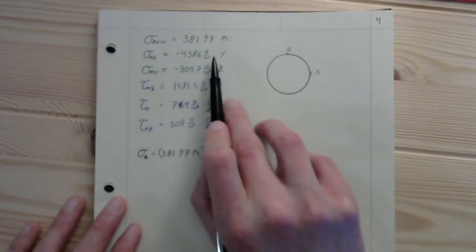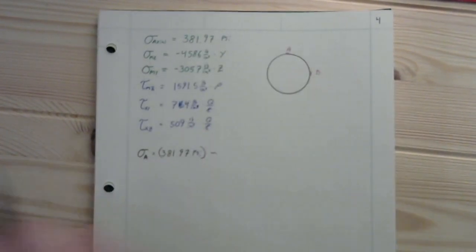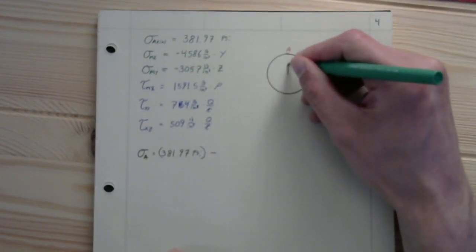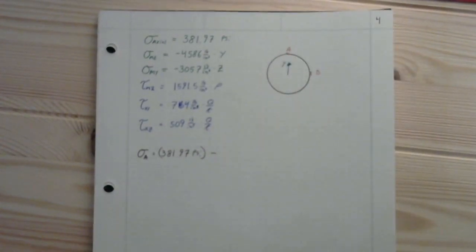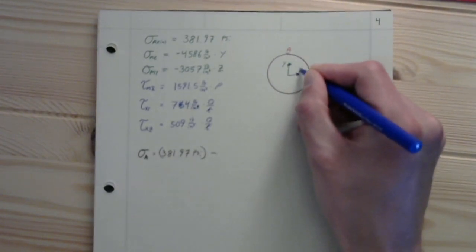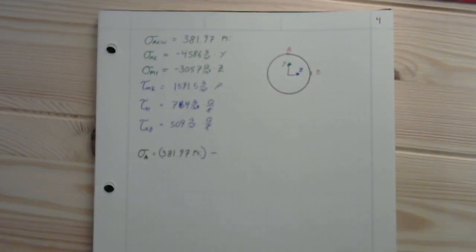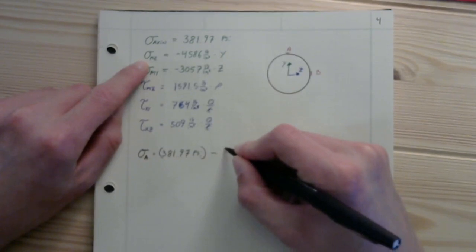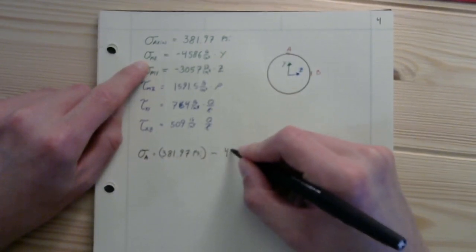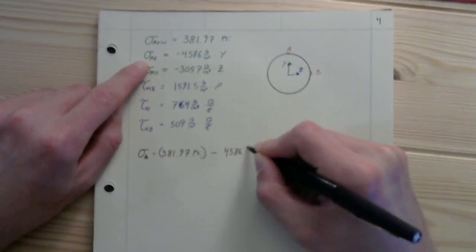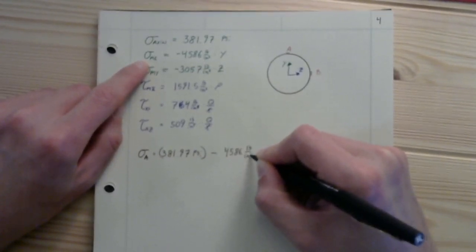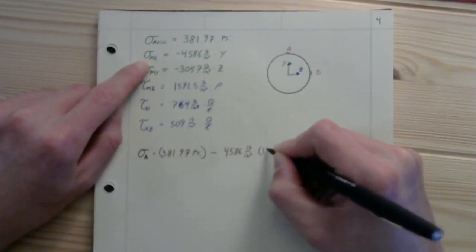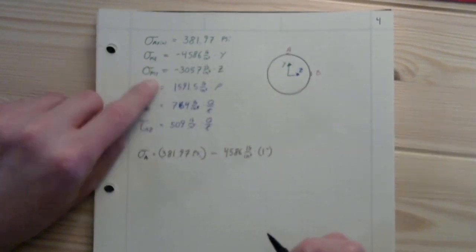Minus, now this one. For this one, y is in this direction. So y is going to be 1 inch, because we've got a 2-inch diameter cross section here, and that's z. So this second equation is going to contribute, and it's going to be negative 4,586 pounds per cubic inch times 1 inch.